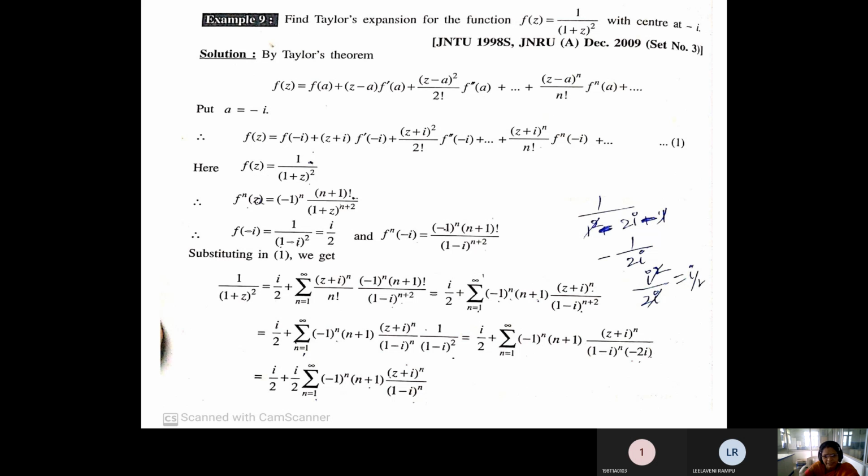Factorial n plus 1 can be written as factorial n into n plus 1. In the term factorial n plus 1, separate factorial n. So factorial n into n plus 1, factorial n cancels out, there remains n plus 1 only. So (minus 1) whole power n, (n plus 1) into (z plus i) whole power n by (1 minus i) whole power n plus 2. This can be simplified as (minus 1) whole power n, (n plus 1), (z plus i) whole power n by (1 minus i) whole power n into (1 minus i) whole square. By simplifying 1 by (1 minus i) whole square, you will get 1 by minus 2i.